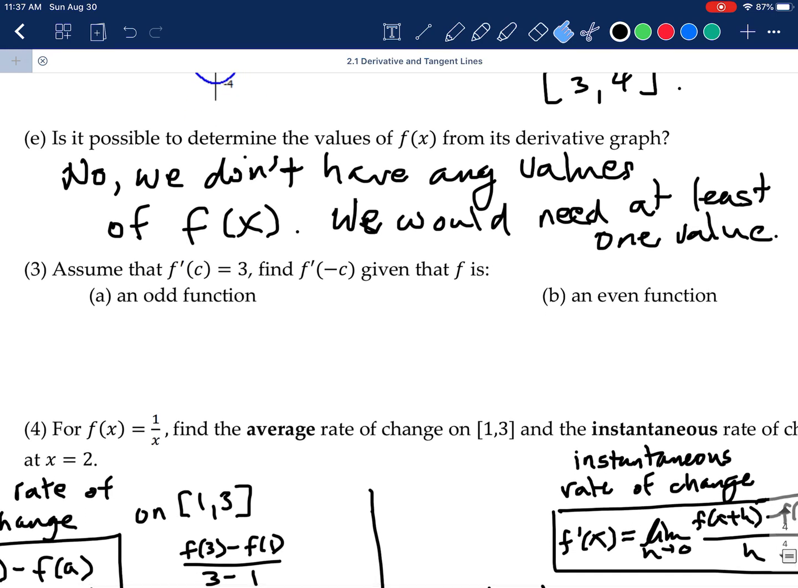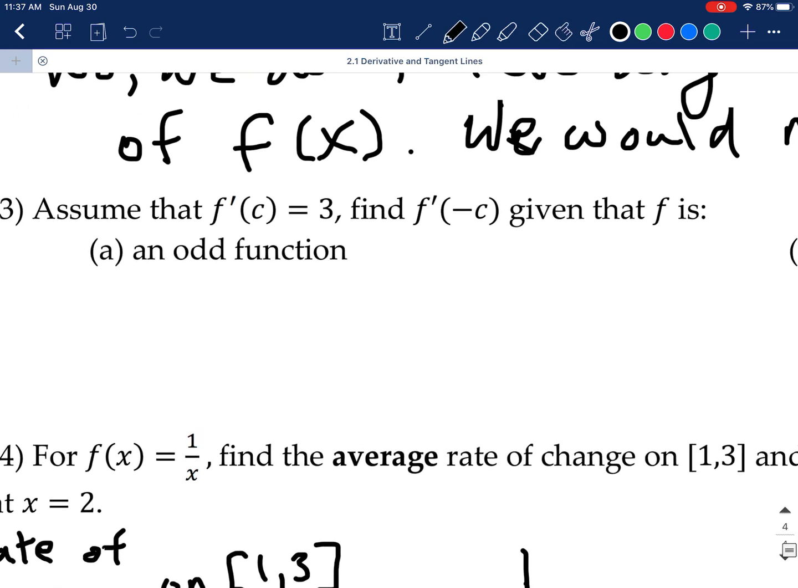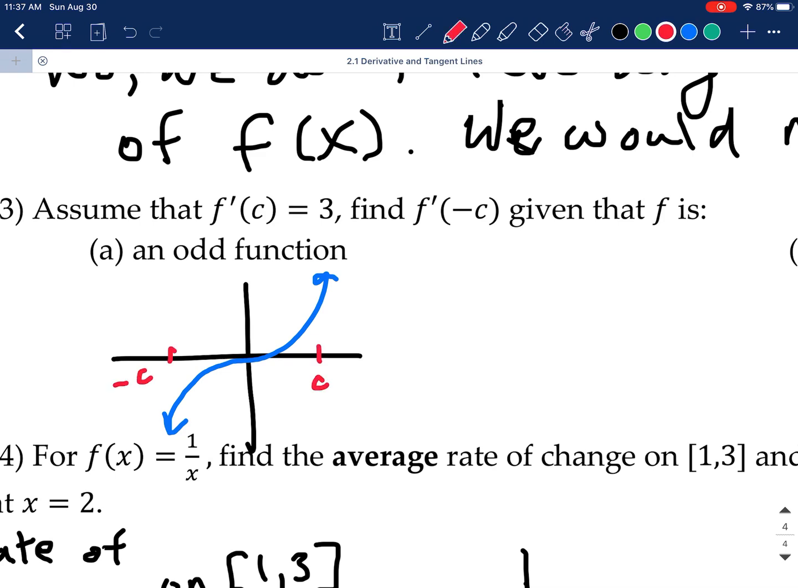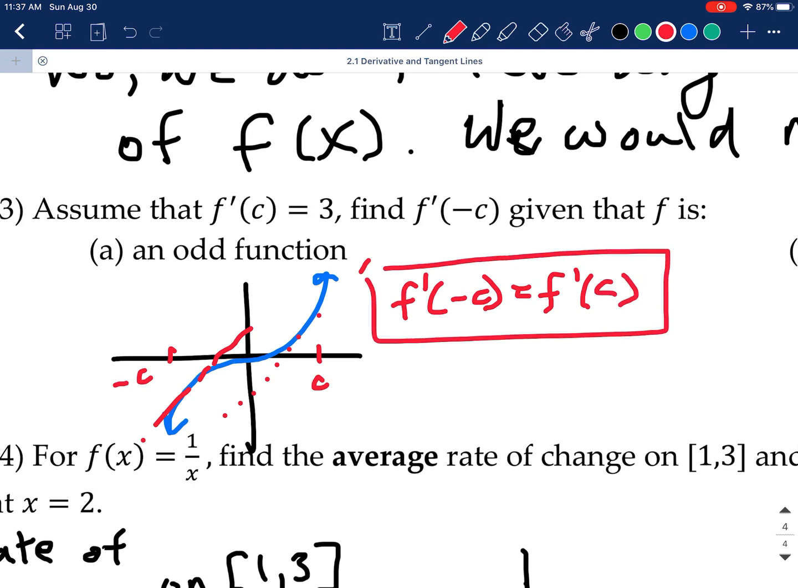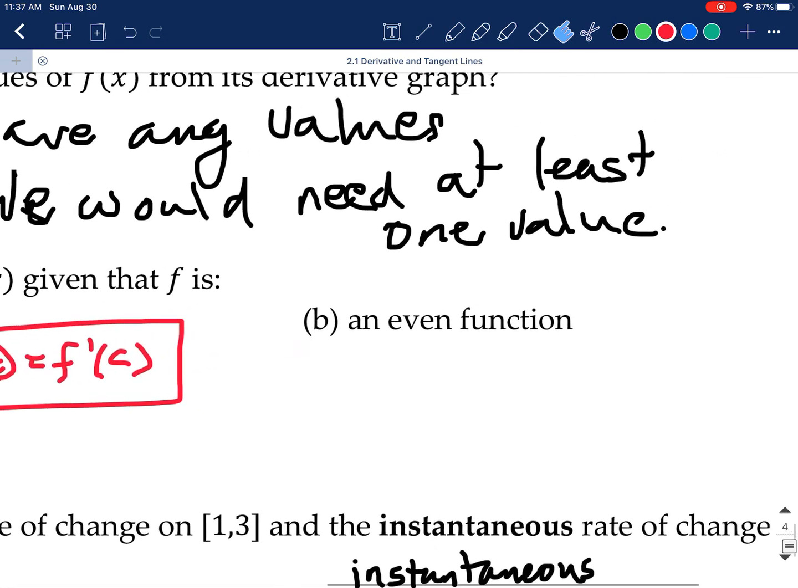For number 3, we're going to make some observations about symmetries. So an odd function. So we'll just note if we are at c and negative c. If we think about the slopes, they are equal. So f prime of negative c equals f prime of c. Right, so equal slopes if they are odd functions.